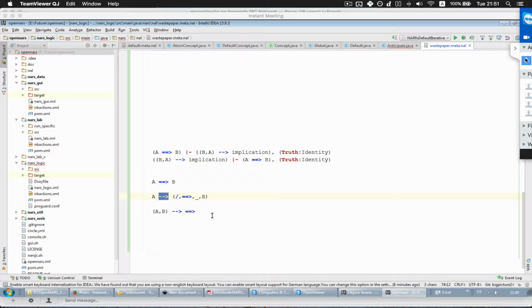Cool. And so that's in waste paper meta now. Okay. Right.